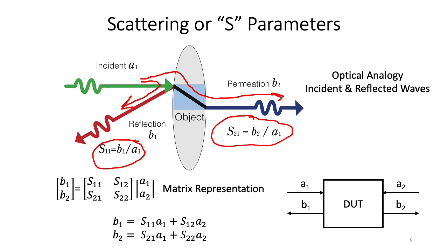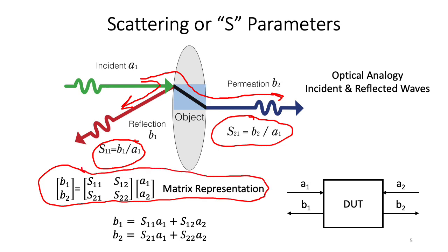And similarly to what we did with Z parameters, we have a matrix representation of the system that can be written in this format. These are equivalent to two linear equations. B1 is equal to S11A1 plus S12A2, etc. So the device under test now is going to be looked at from an incident and reflection perspective, and this will be important for measuring distributed systems, as we'll see in the next view graph.